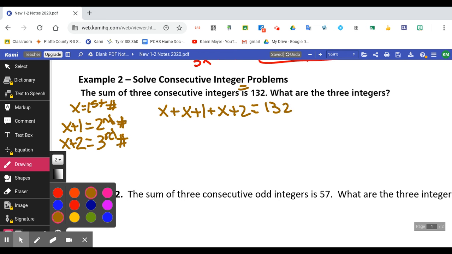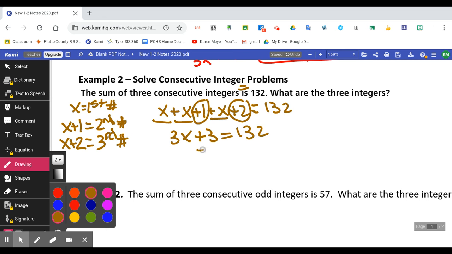132. So now I'm going to combine my like terms. So x, x, x. When I add those together, I get 3x. Add my constant plain numbers. So 1 plus 2 is 3 equals 132.